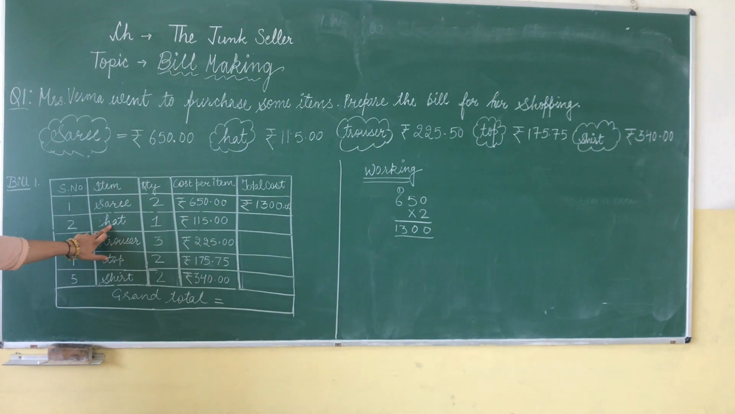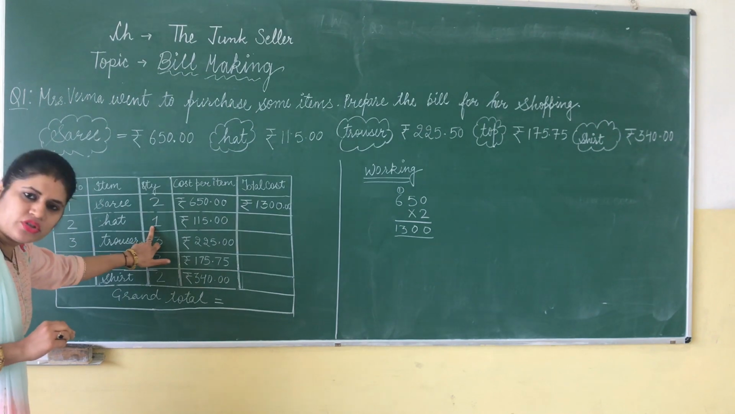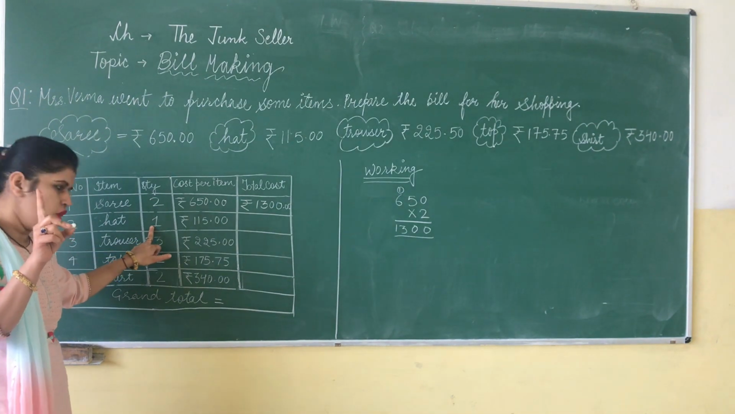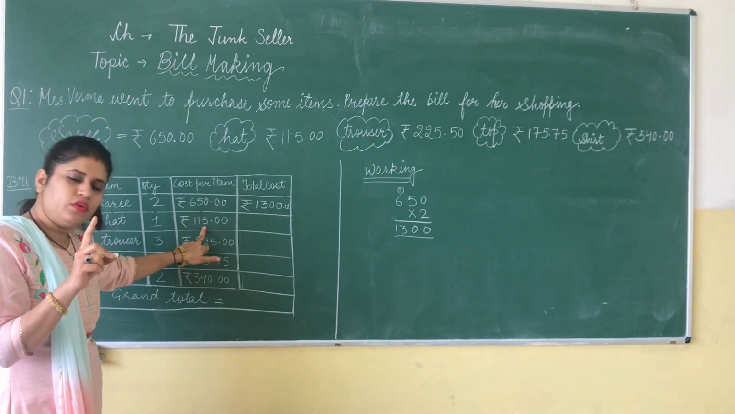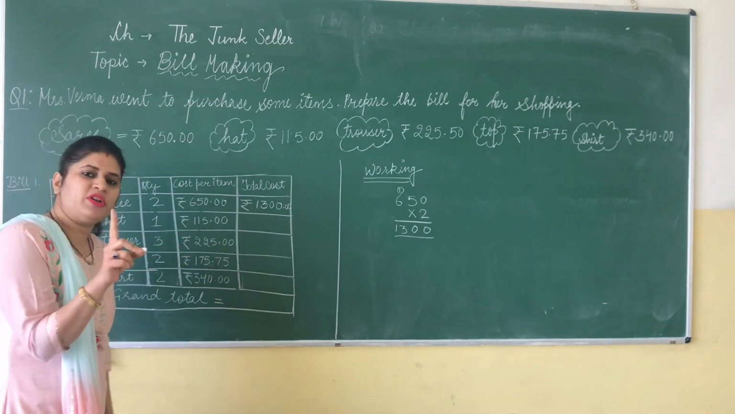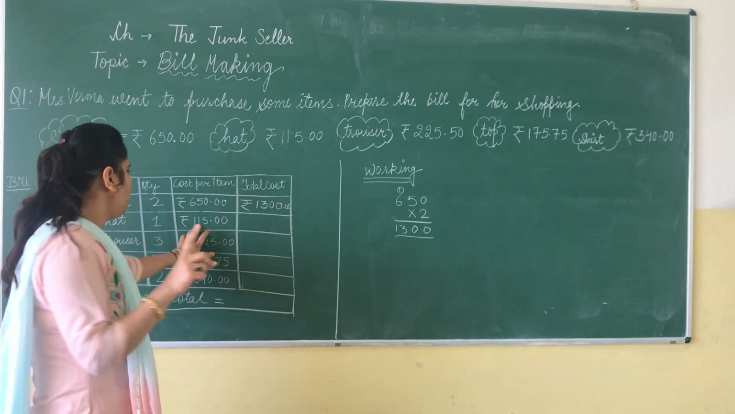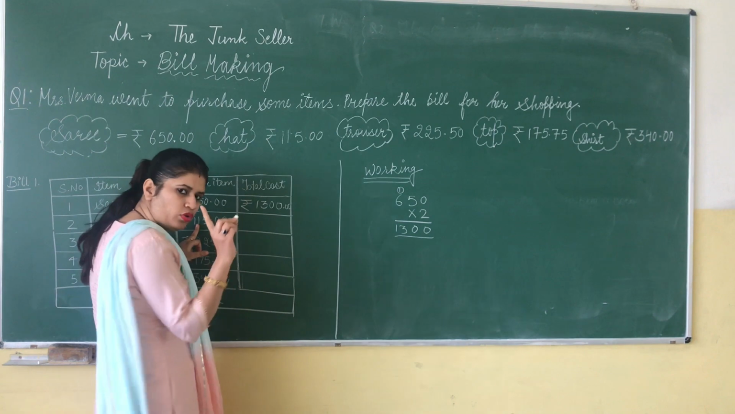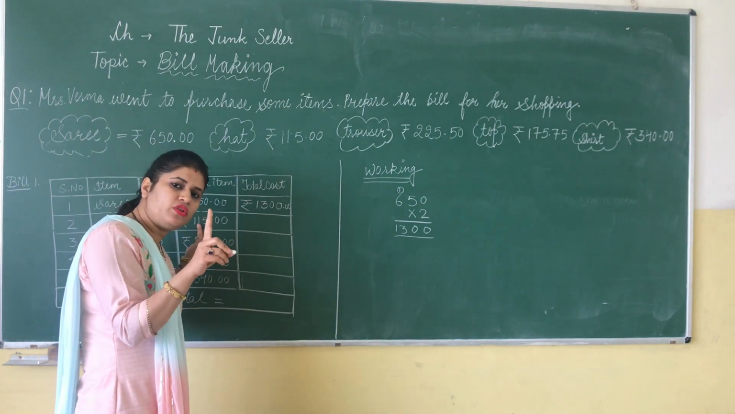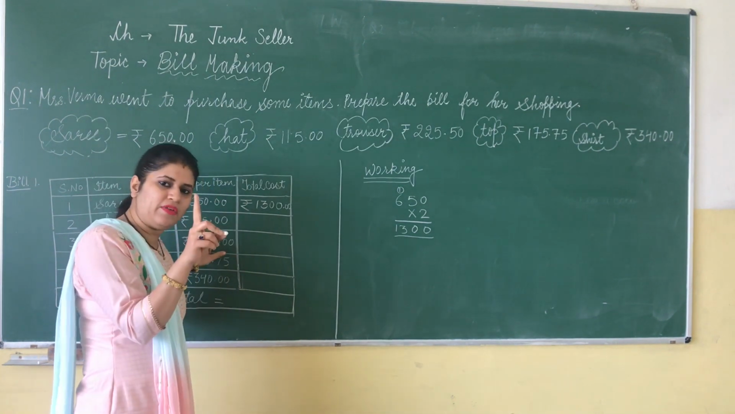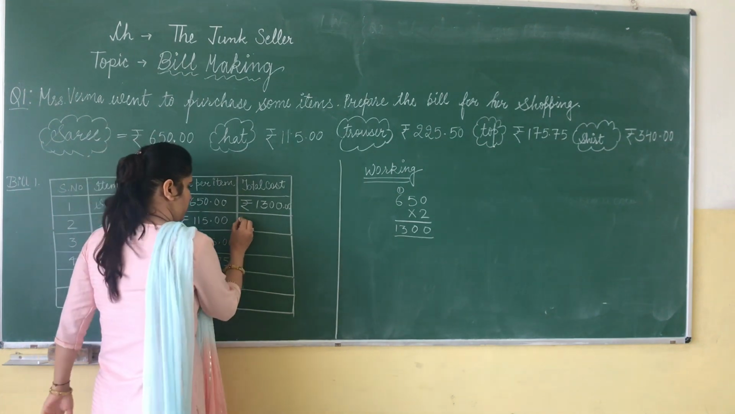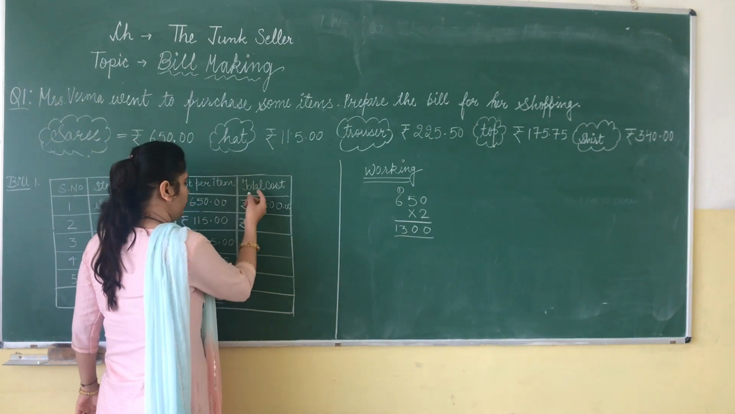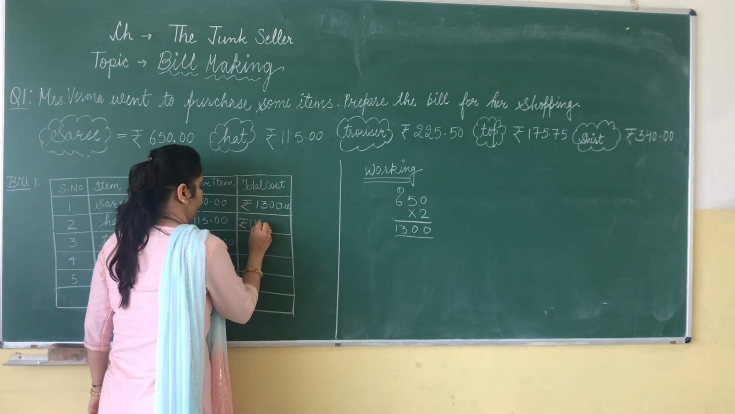Now the next, hat. How many hats has she purchased? 1. Cost per hat is 150. She has purchased only 1 hat, so the total cost will be the same, because anything multiplied by 1 is the same. So the total cost will be 150.